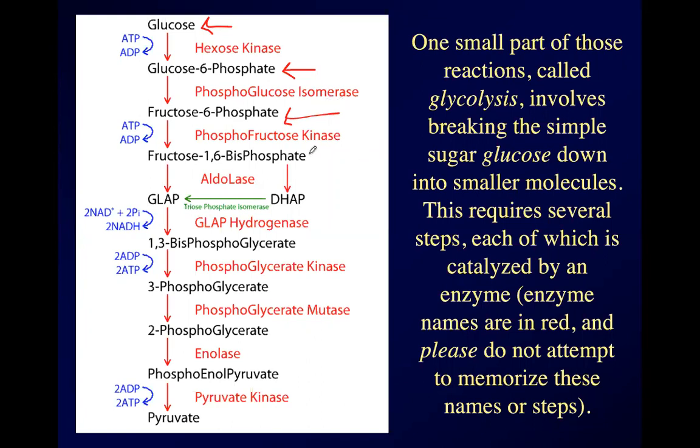But every one of these names that ends in ase is an enzyme. So we've got 1, 2, 3, 4. That's a fifth right there. 6, 7, 8, 9, 10 enzymes that start with the simple sugar glucose, and at the end of the assembly line or disassembly line, turn it into a molecule called pyruvate. Who cares?